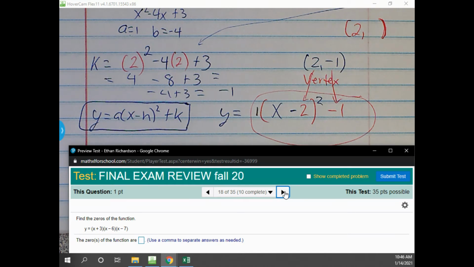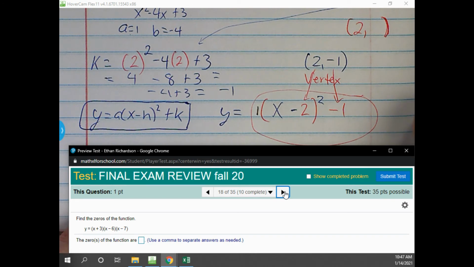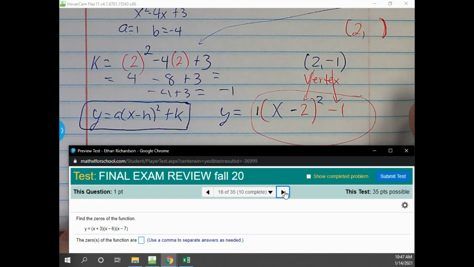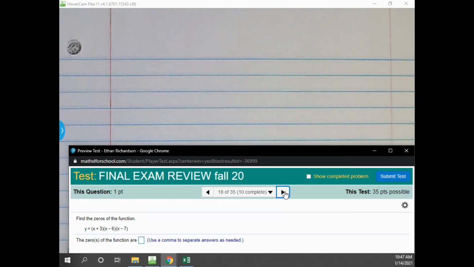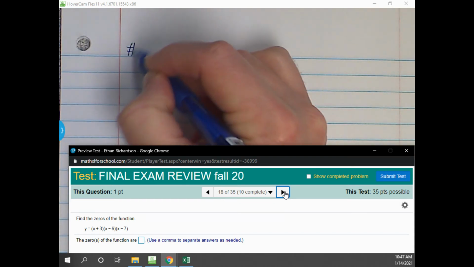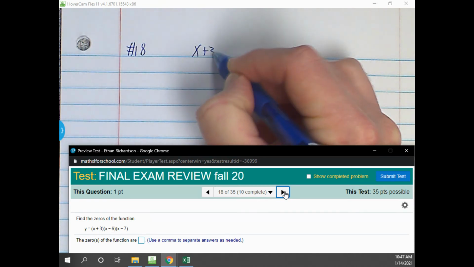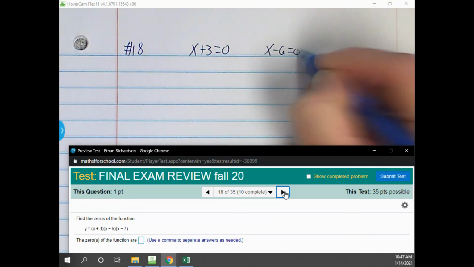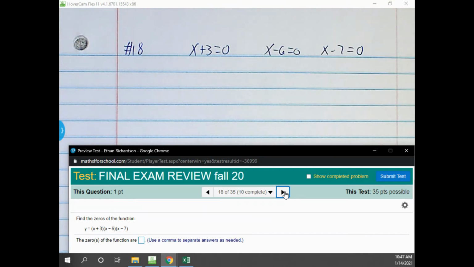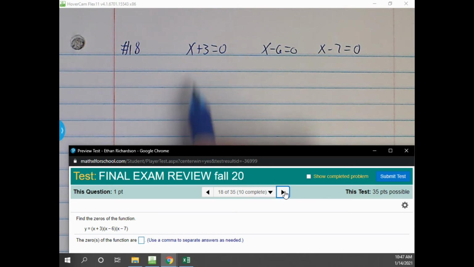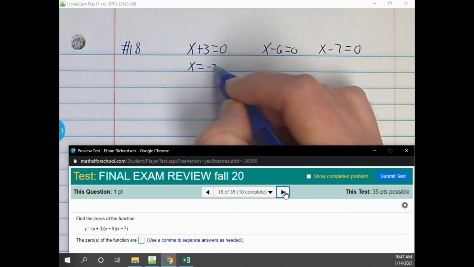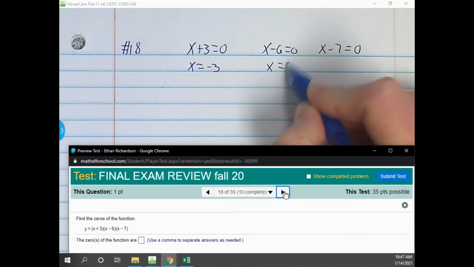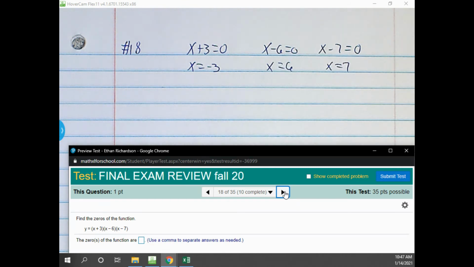All right, 18, find the zeros. Okay, and this one, again, is a pretty easy one, because on 18, it's already in factored form. So all we have to do for 18 is take each parentheses and set each parentheses equal to 0. Subtract 3 from both sides, so x would equal -3. Add 6 to both sides. Add 7 to both sides.